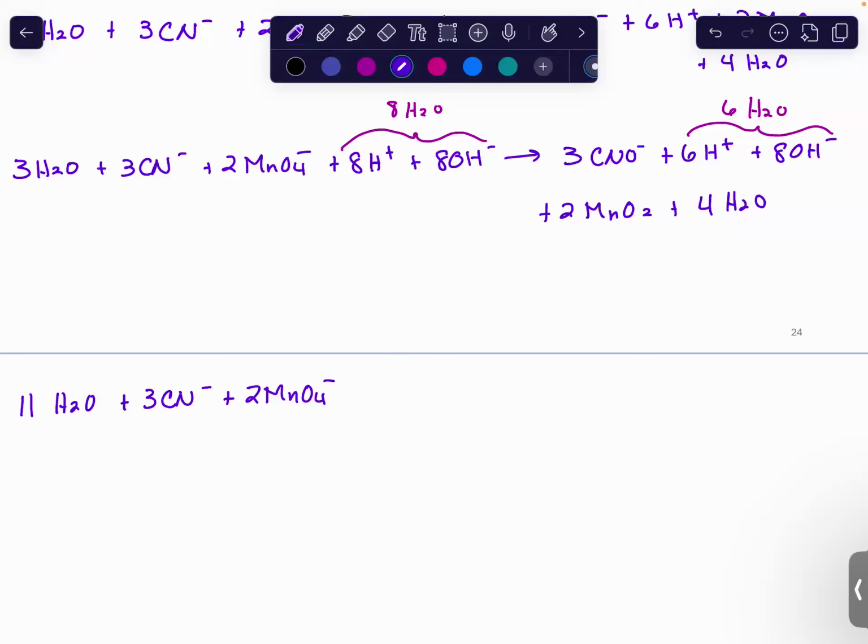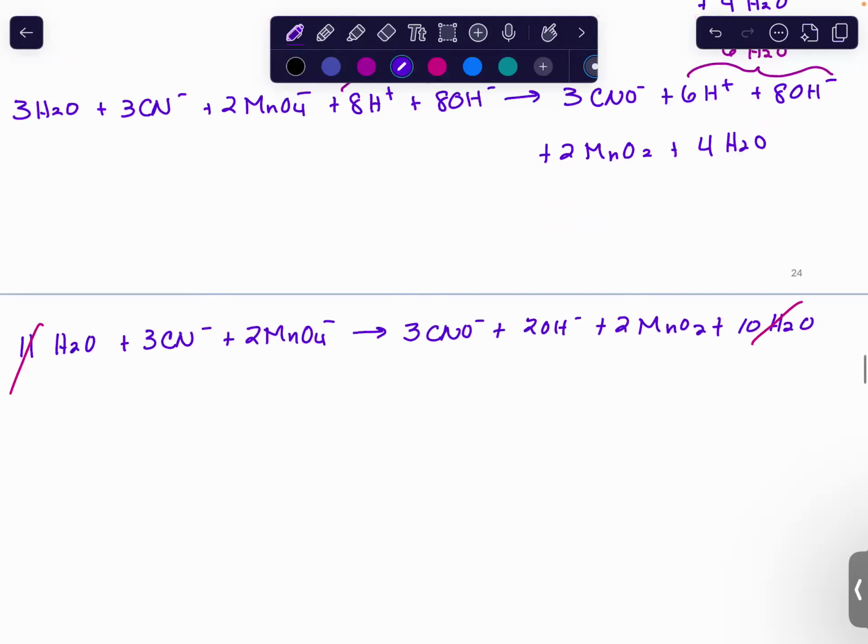And that's the end of the left-hand side. Now, right-hand side. I have my 2 hydroxides. And then 6 waters and 4 waters will give me 10. Now let's cancel like terms. Okay, so those 10 waters will cancel out all but one of those. And that gets us to where we need to be.